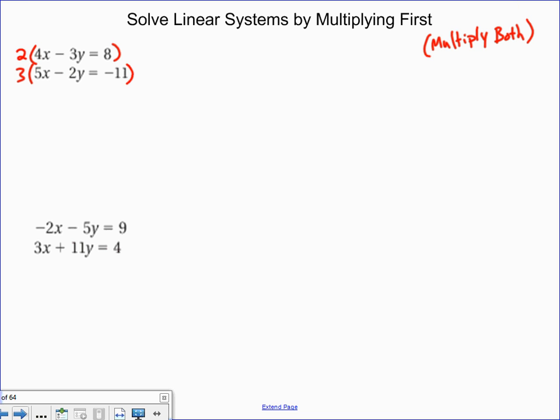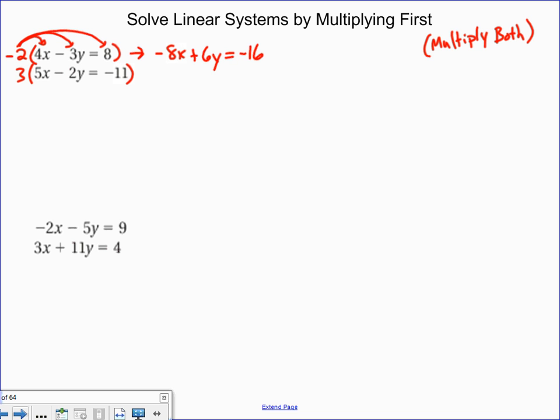Now, the 3y and 2y are both negative already, and I want to make them opposites. So that means I need to pick one of these numbers I'm multiplying by and make it negative. It doesn't matter which one I choose, I'm going to choose the 2. This way, when I take negative 2 times negative 3y, I will get a positive 6y on top. Okay? So negative 2 times 4x gives me negative 8x. Negative 2 times negative 3y gives me positive 6y. And negative 2 times 8 gives me negative 16.